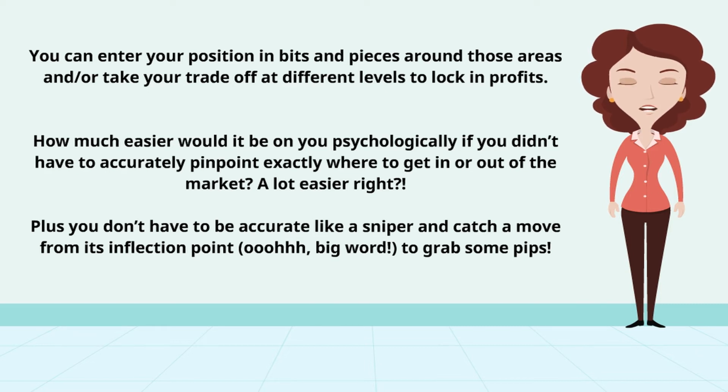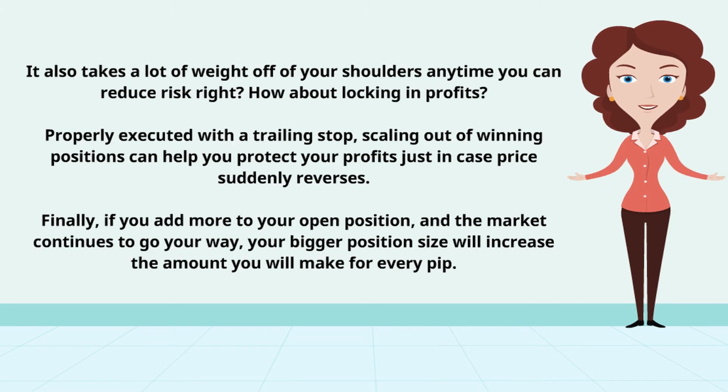A lot easier, right? Plus you don't have to be accurate like a sniper and catch a move from its inflection point, ooh, big word, to grab some pips. It also takes a lot of weight off of your shoulders anytime you can reduce risk, right? How about locking in profits? Properly executed with a trailing stop, scaling out of winning positions can help you protect your profits just in case price suddenly reverses. Finally, if you add more to your open position, and the market continues to go your way, your bigger position size will increase the amount you will make for every pip.